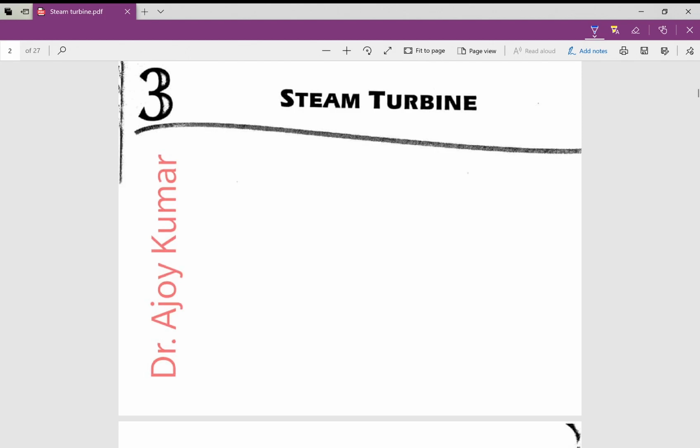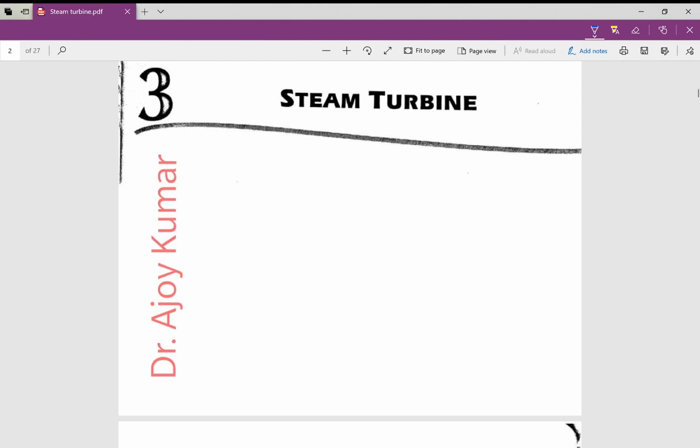Why is steam turbine introduced? It is a prime mover which produces power, rather than a reciprocating device like, say, a steam engine. So we should know that all rotary machines have more efficiency than a reciprocating machine like a steam engine.